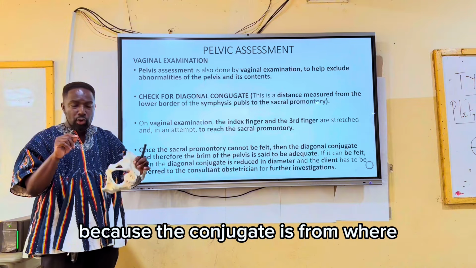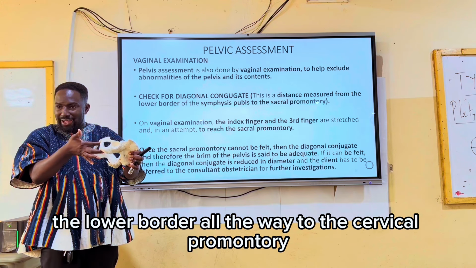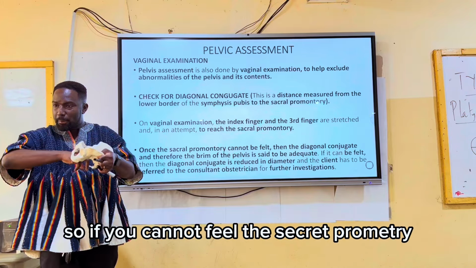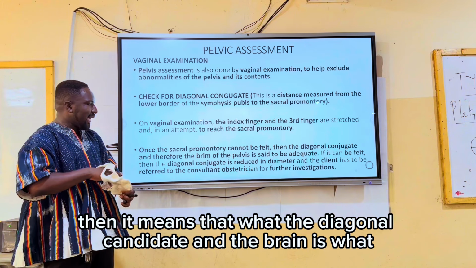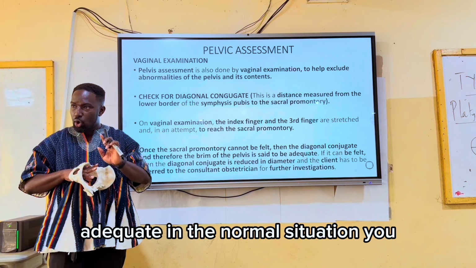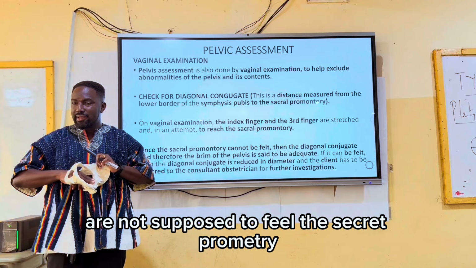But if it can be felt, then it means that the diagonal conjugate is what? Is reduced. Because the conjugate is from where? The lower border all the way to the sacral promontory. So if you cannot feel the sacral promontory, then it means that what? The diagonal conjugate and the brim is what? Adequate.